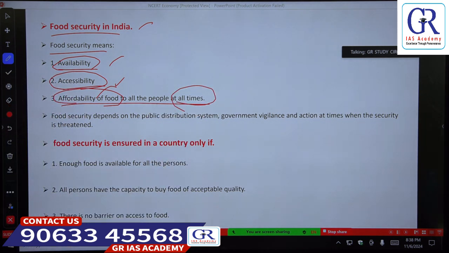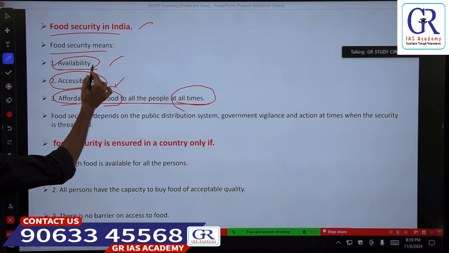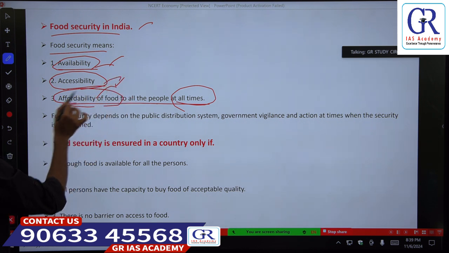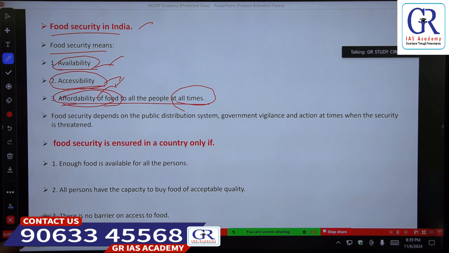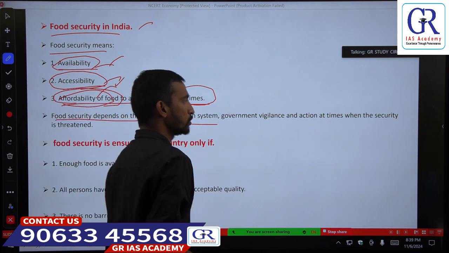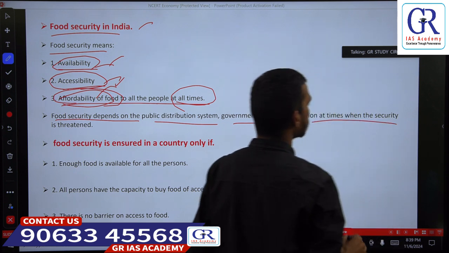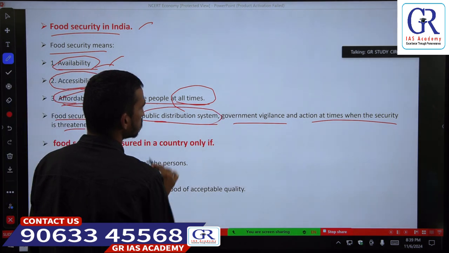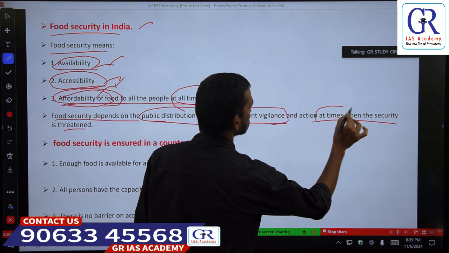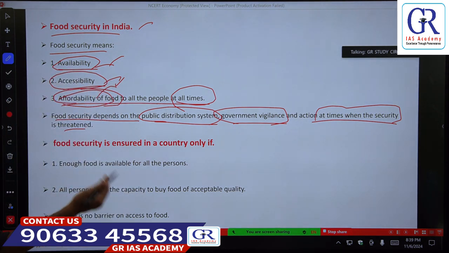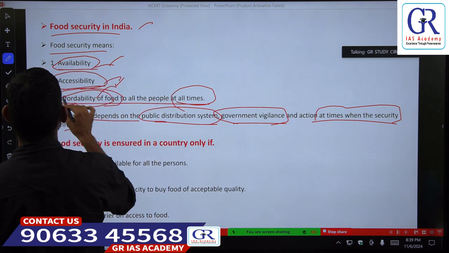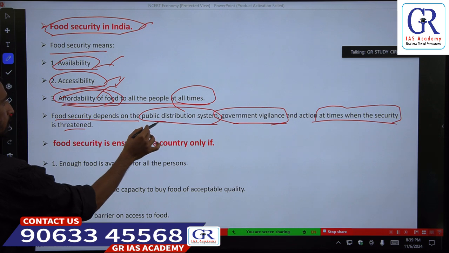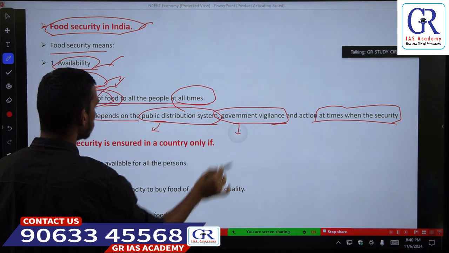Whether it is the worst time or the good time, if food is available for everyone, if they can access the food and if they can afford it, then it is called food security. The food security of the country depends on the public distribution system, government vigilance and action at times when security is threatened. During natural calamities or any other such events, if food is available to all the people, then it is food security.